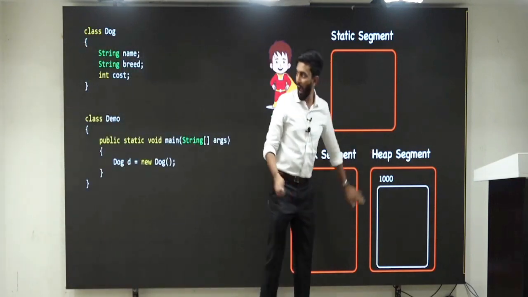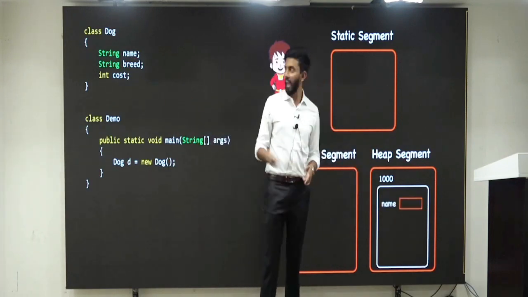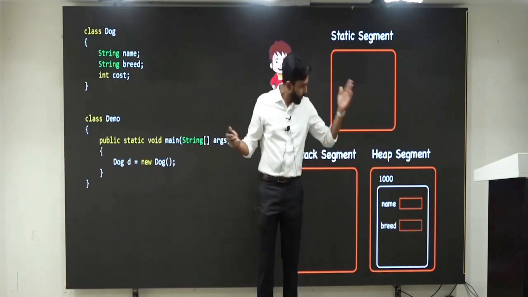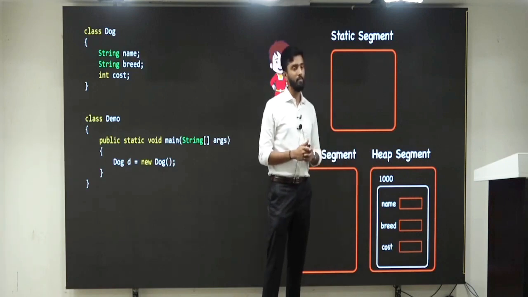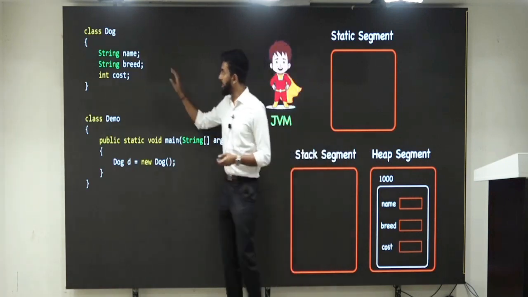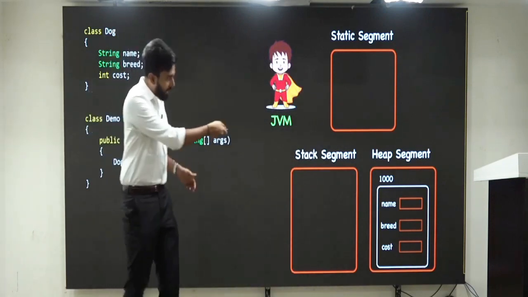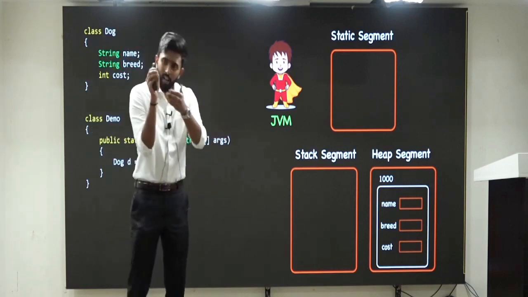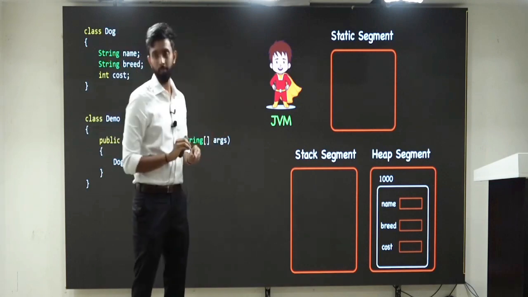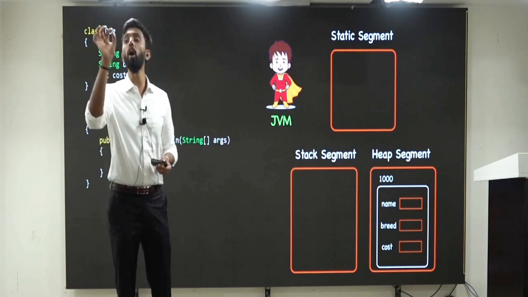Clear till here? And watch it. Name, memory gets allocated. Next, breed, memory gets allocated. Next, cost, memory gets allocated. Clear till here? But JVM will not stop here. For instance variables, JVM will do something extra. Look at it, name, breed, cost. Is there anything inside it? No. Now JVM will fill something. What will it fill, sir? Values. What values, sir? Default values.